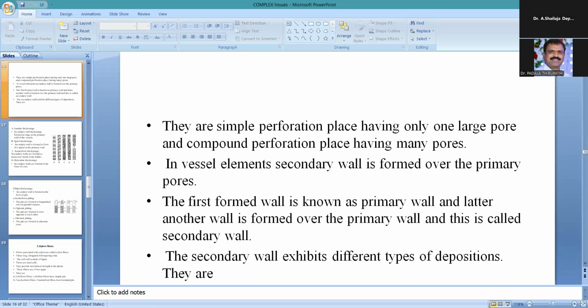In vessel elements, secondary wall is formed over the primary wall. The first formed wall is known as the primary wall, and later another wall is formed over the primary wall, and this is called a secondary wall. The secondary wall exhibits different types of depositions.